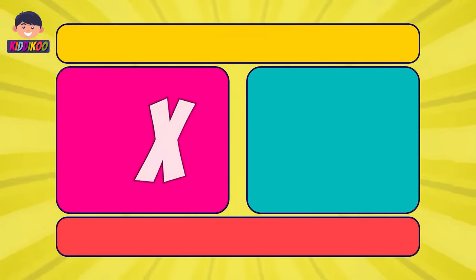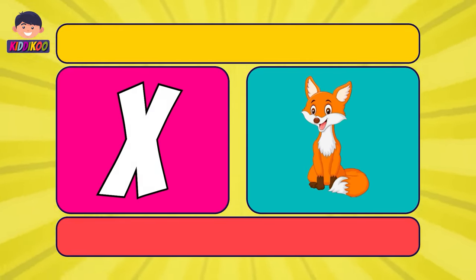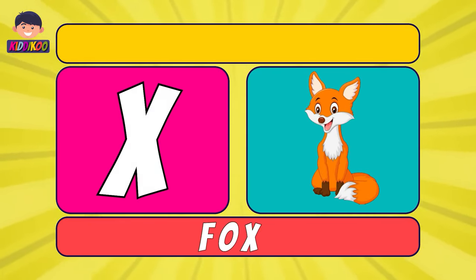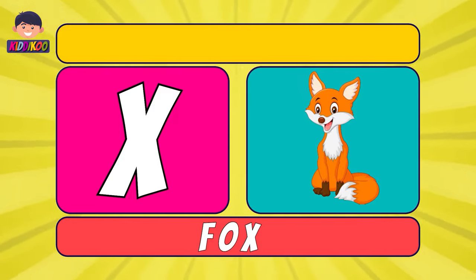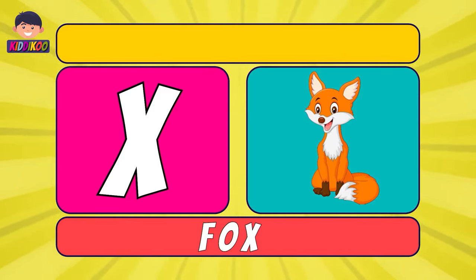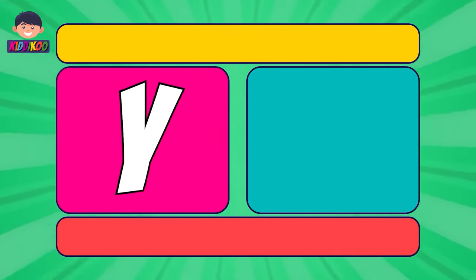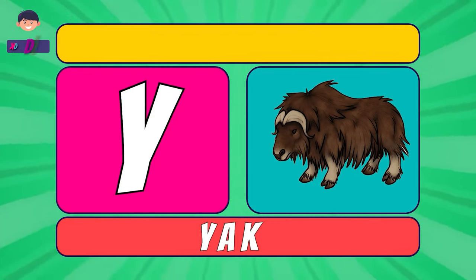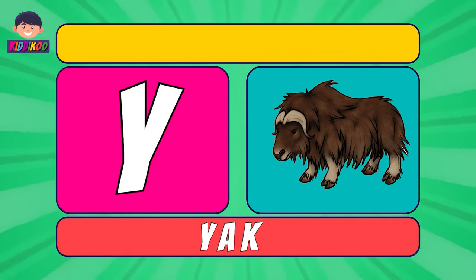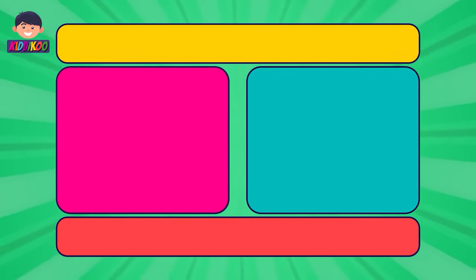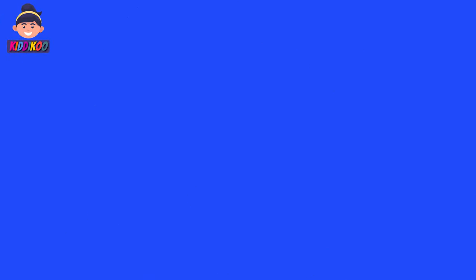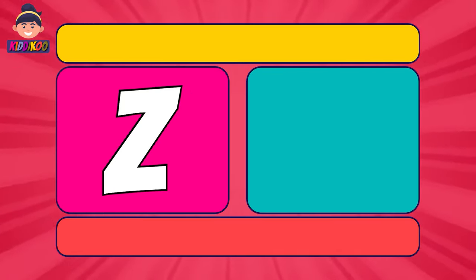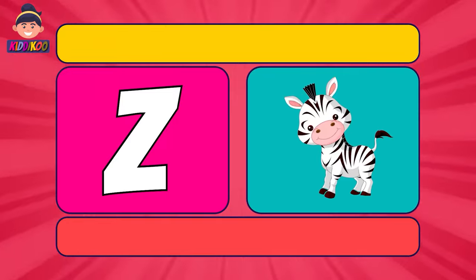Next letter is X. X for fox. Fox. Next letter is Y. Y for yawk. Yawk. Next letter is Z. Z for zebra. Zebra.